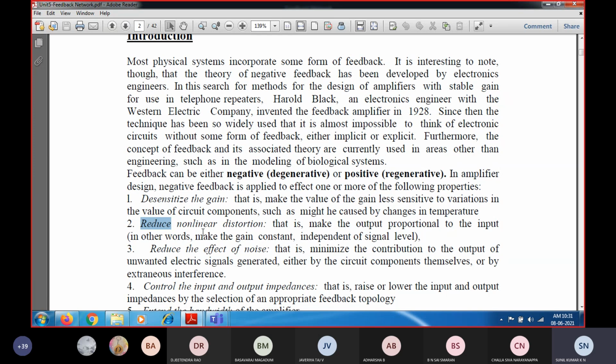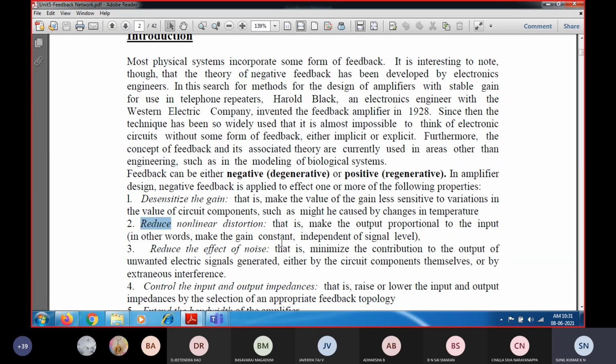So the output is made proportional to the input in such a way that the gain is constant. How can we make the gain constant? If you have non-linear behavior, the output will change by a large amount for a small change in input, and obviously it is going to have non-linear behavior.